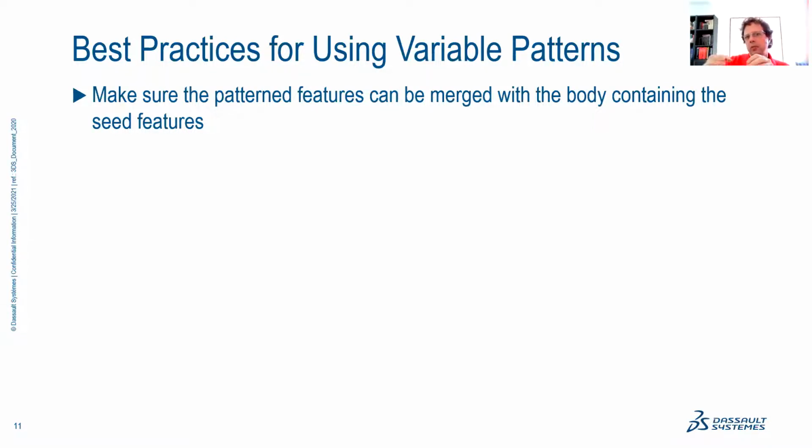If it's the first entity, it is not going to allow you to do it, or it will suppress the instances that cannot be merged to the body. Name your dimensions. This is actually a good practice, not only for patterns, but especially for patterns. Name the important dimensions that you know are going to be part of the pattern. Name the features, name the sketches.